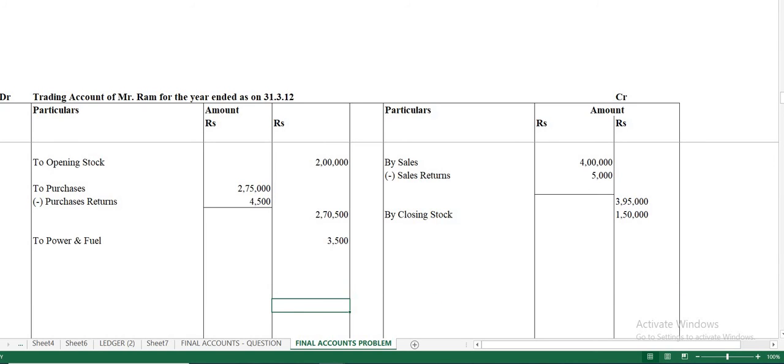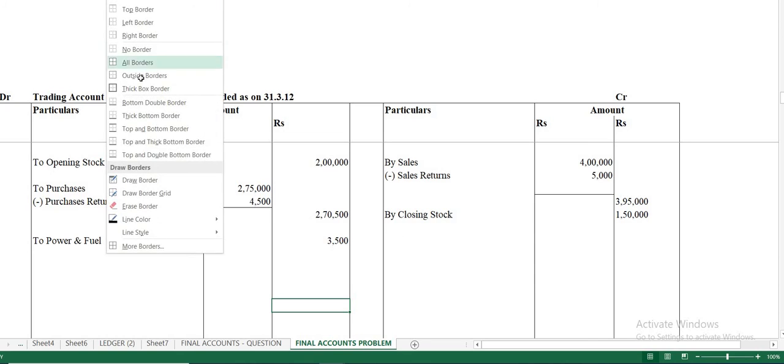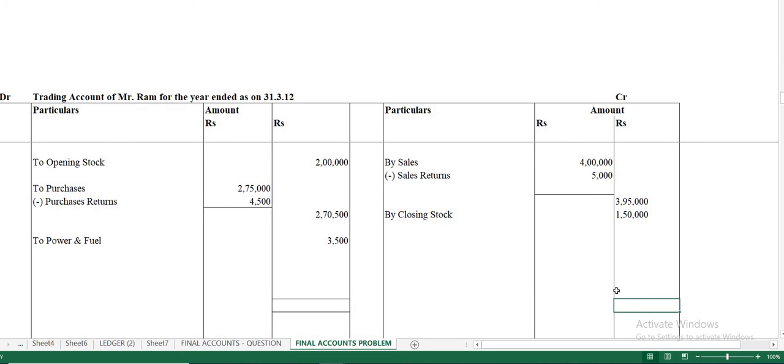How to balance? First total both sides. So what the total of both sides comes to, you just find out. Okay, so this side total how much, this side total how much. First calculate that one. Okay, so 3,95,000 plus 1,50,000, what is the amount? Just calculate and see what is the amount coming over there. Okay, 5,45,000 something I'm getting. So 5,45,000, that amount you enter here.